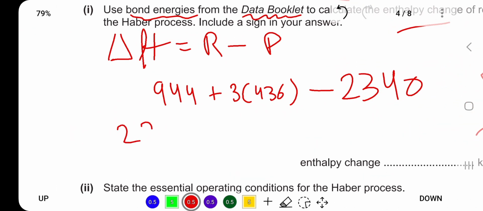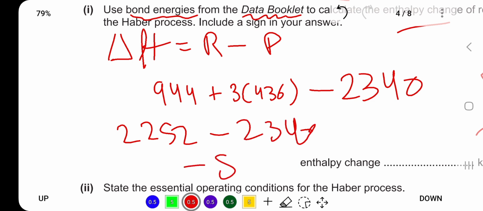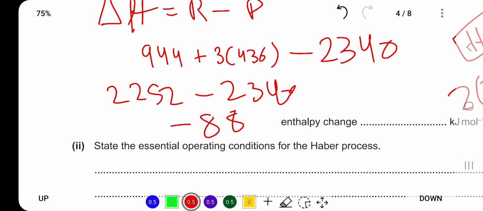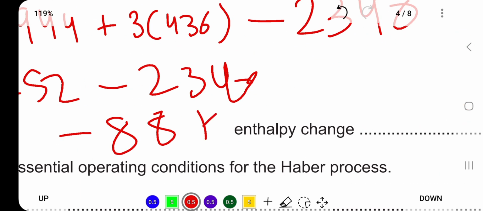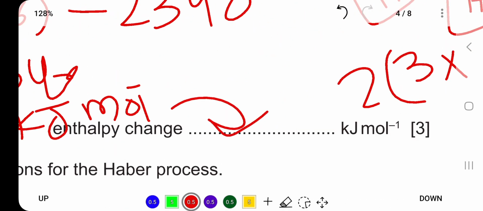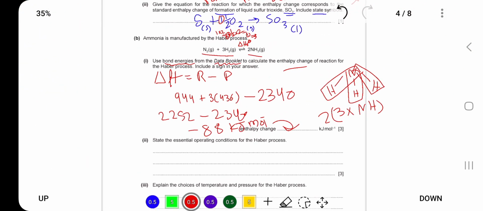So you add the reactant side together minus the product side, and you get minus 240, which is negative. Minus indicates that it is an exothermic reaction. I write it here. Hope you understood.